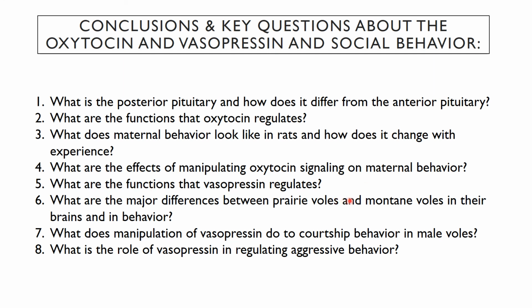What are the functions of vasopressin? A little bit, we focus mostly on the social behavior aspect of it. What are the major differences between prairie voles and montane voles in their brains and behavior? So this is one question that summarizes basically all of those experiments that we talked about. And then what does the manipulation of vasopressin do to courtship behavior in male voles? Lastly, what is the role of vasopressin in aggressive behavior in species of mammals?